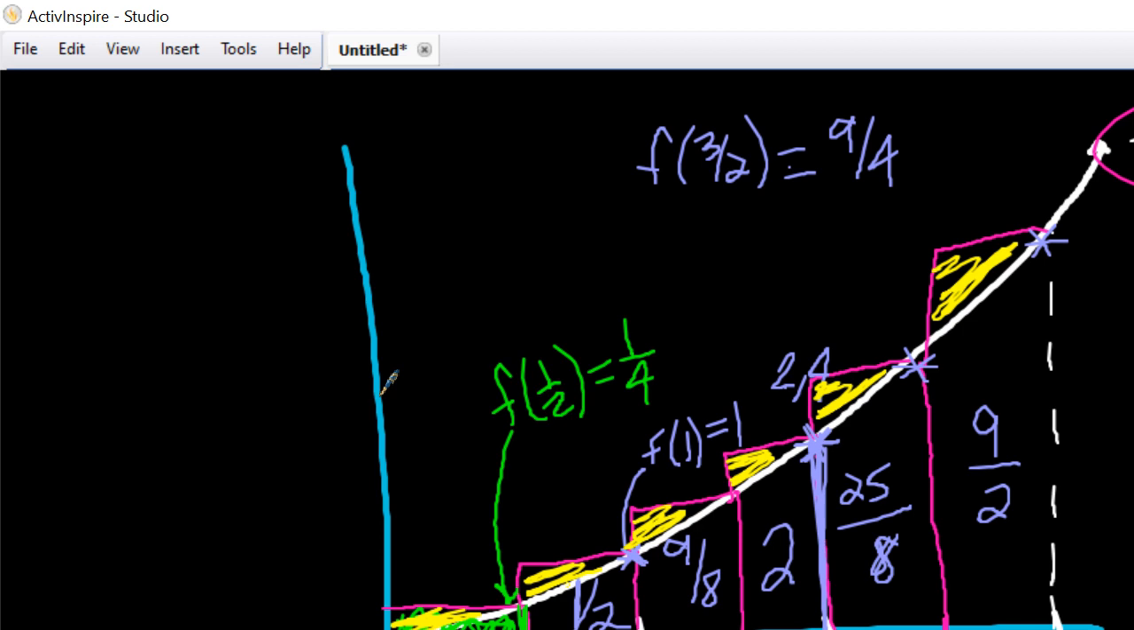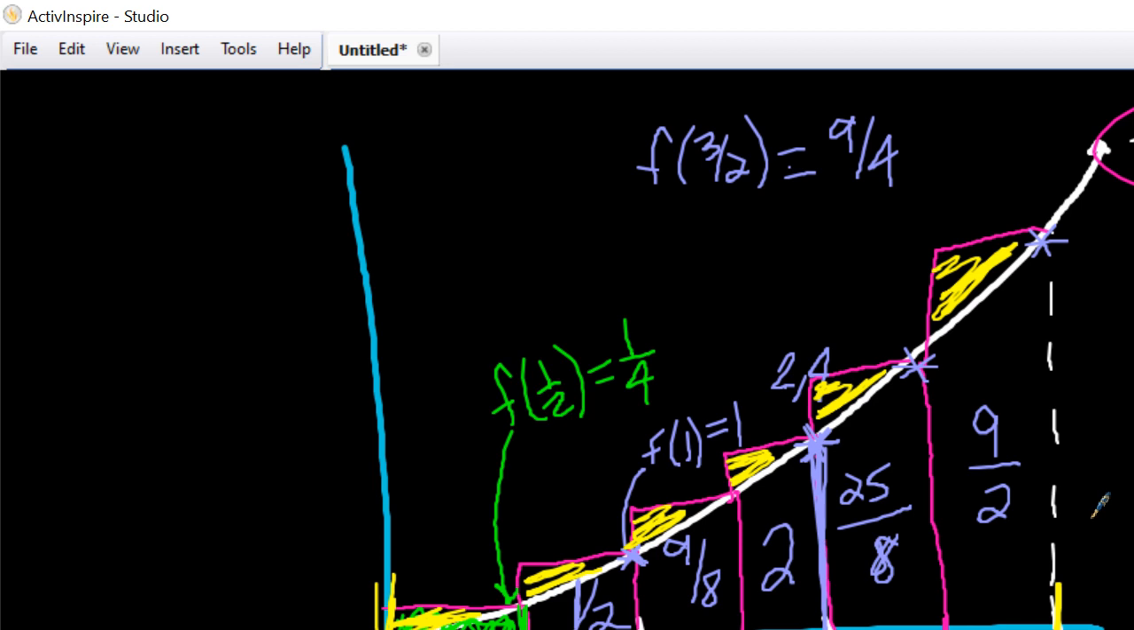Left endpoint. What's our left endpoint? 0. We're going from 0 to 3, right? So left endpoint is 0, right endpoint is 3. So we said that this was right rectangle, because it's using the right side. 11.375, is that what you get if you do 91 divided by 8? Yep.